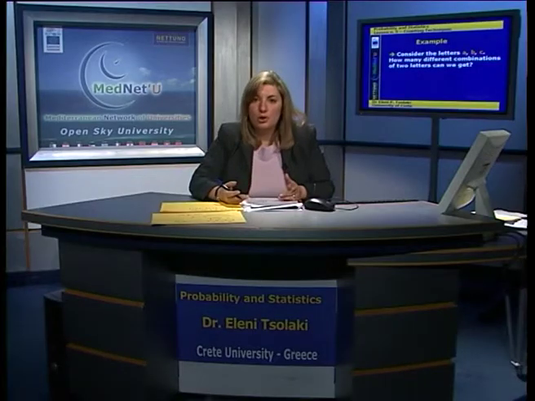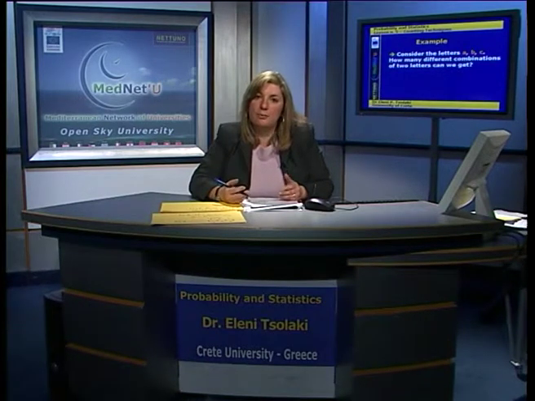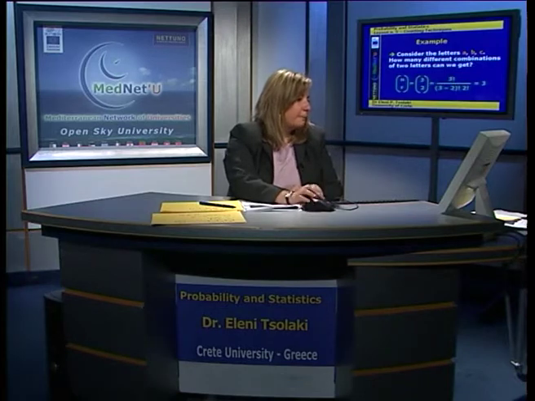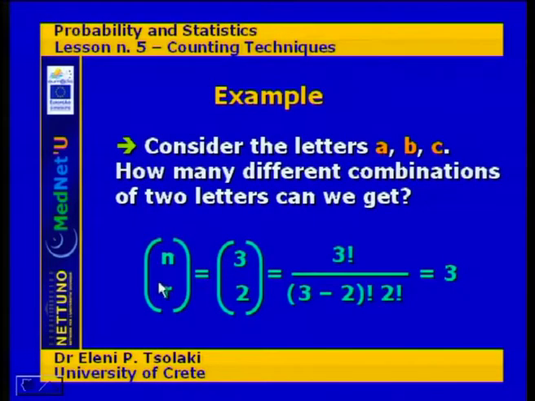If we have more choices or more elements we want to choose, we understand that the problem becomes even more complicated. So, in this case, what we have is that choosing r from n can be done in 3 different ways. 3 factorial divided by n minus r, 3 minus 2 factorial times r factorial.